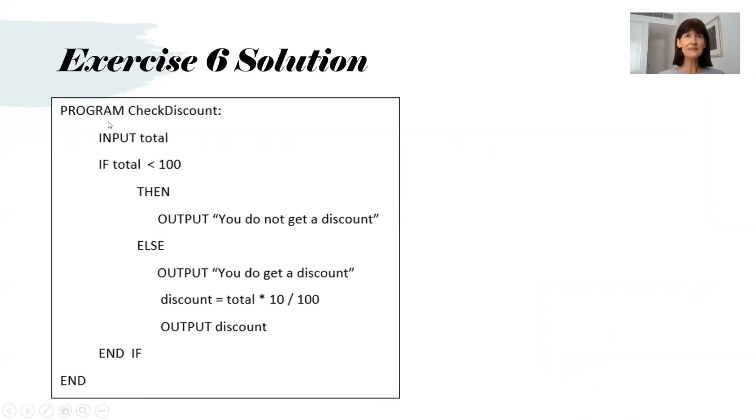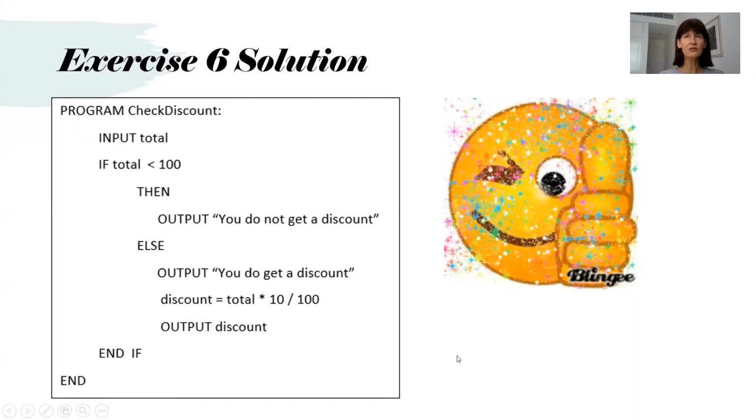So basically, these lines from program check discount to the else, to the output actually, are the same. We have just added these 2 lines. Discount equals total times 10 divided by 100. That's how you work out a percentage, 10% of the total. And then output discount. Note that all 3 of these lines have been indented from the else because they are a block of code. They all belong inside the else statement. So well done if you got that right.